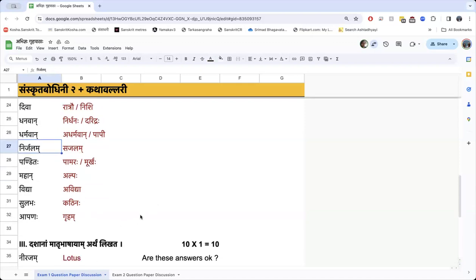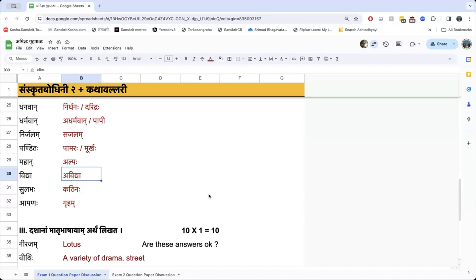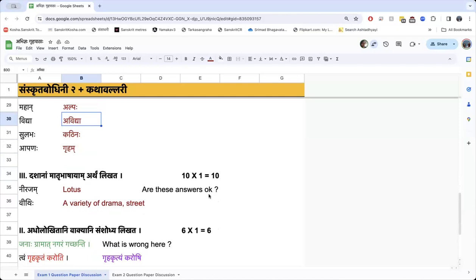Panditaha, murkaha. Mahan, alpaha. Vidya, avidya. Vidya and Avidya. Okay, I think I can't think of anything else right now. Okay, that is fine. Ajnanam is probably similar. Ajnanam and avidya are the same, no? Yeah, Ajnanam may be better because you're not using the opposite of vidya here. Okay.